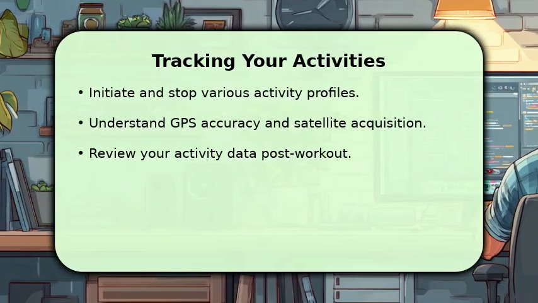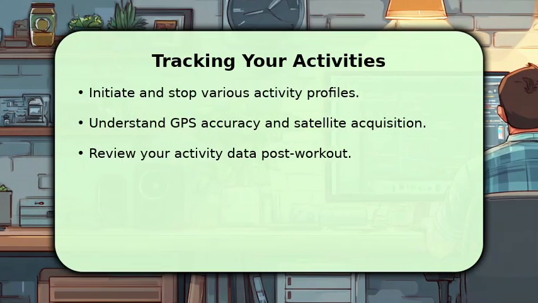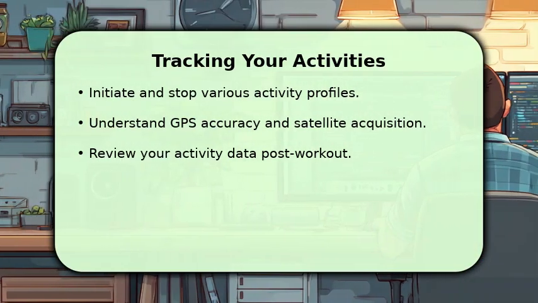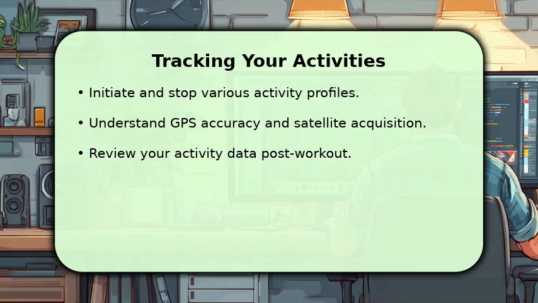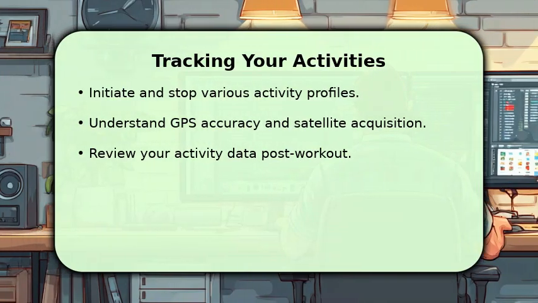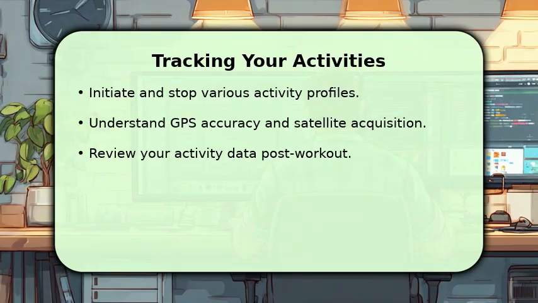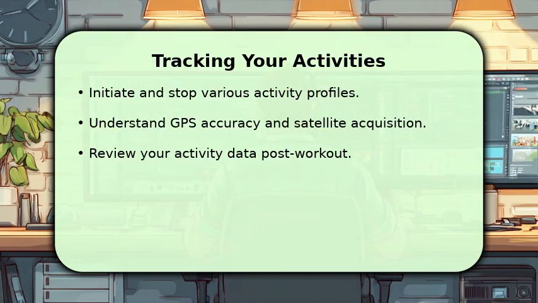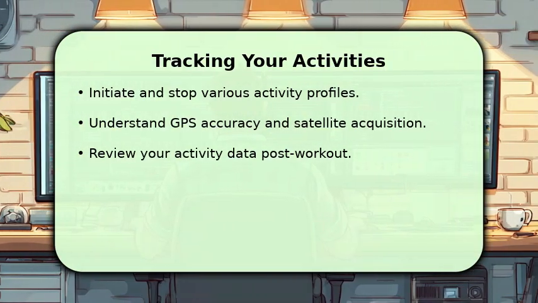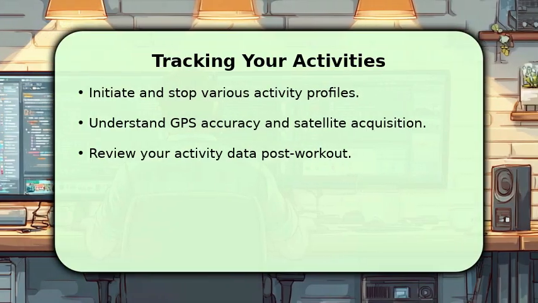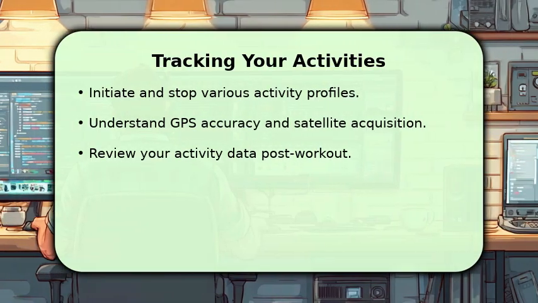Tracking your activities is straightforward. From the watch face, press the top right button to access the activity list. Select your desired activity, like run, and wait for GPS to acquire a signal, typically within 30 seconds. Press the top right button again to start your activity. Once finished, press the top right button, then stop and save.